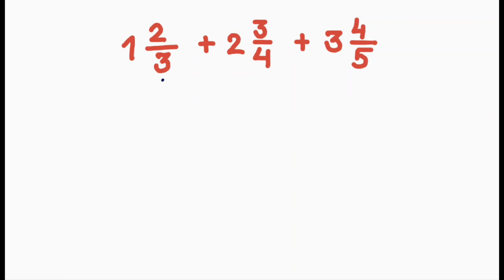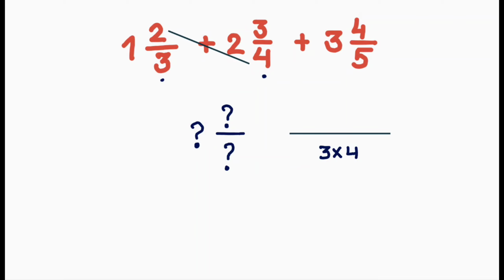To find the sum of any two mixed numbers, let's take these two. The result will be in the form of an integer, a numerator and a denominator. For the denominator, multiply both the denominators. That means 3 into 4. For the numerator, multiply the numerator with the denominator of each other and simply add them.